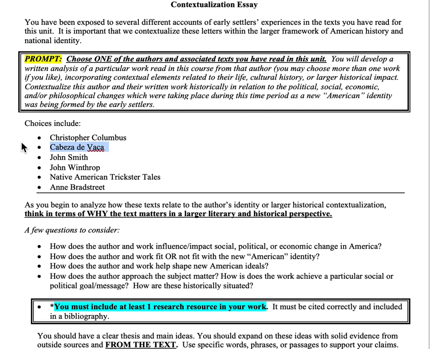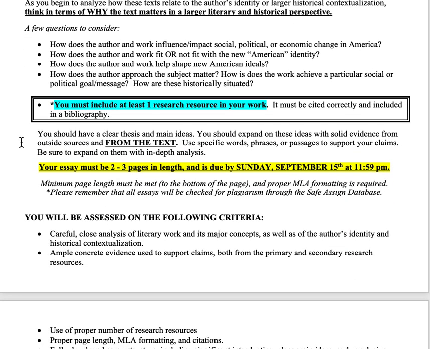And then how do they approach certain subject matter? For example, if you're looking at Columbus, you might look at his choice of syntax and his focus on the word I. That's very important in terms of how the character of the narrator is developed. Or how does the work achieve a particular social or political goal or message? I might go back to Anne Bradstreet's poetry, where she's giving a very intimate view of family life within the new Puritan culture. Why is that significant? And then how is all of this historically situated? So why does it matter that we have John Smith's early texts on the early colonies? Why is that important?